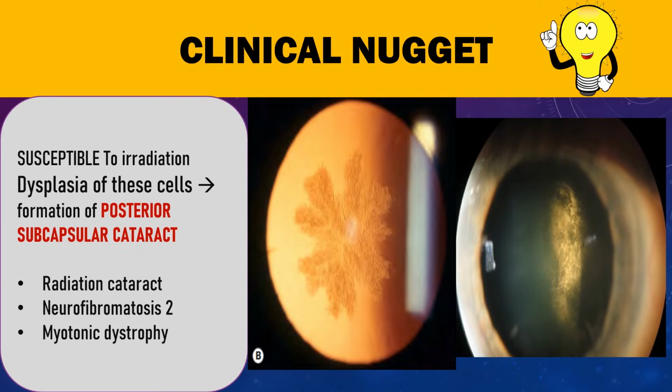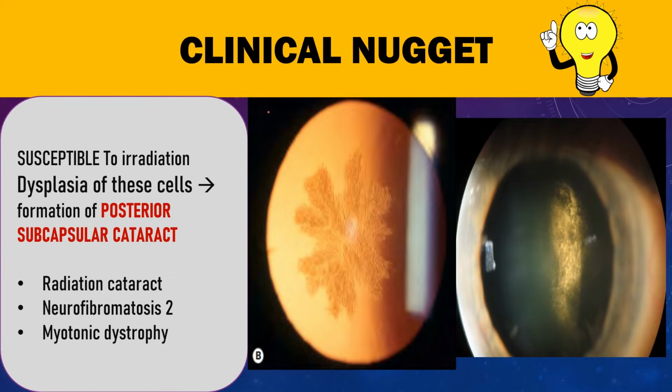Now here is an important clinical nugget. I told you that actively dividing cells are present in the germinative zone or the equatorial zone, and as we know, wherever you have actively dividing cells, they are very susceptible to irradiation. Therefore in radiation cataract, sometimes even in neurofibromatosis and myotonic dystrophy, you will see dysplasia of these cells and they will not form the normal lens fibers. Instead, they are going to form some dysplastic cells and this will lead to formation of a cataract just below the posterior capsule. Such a cataract is called a posterior subcapsular cataract.